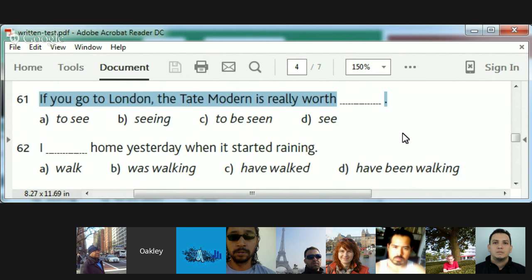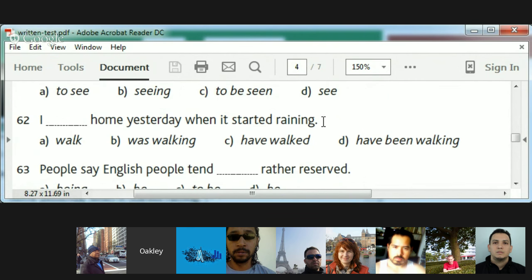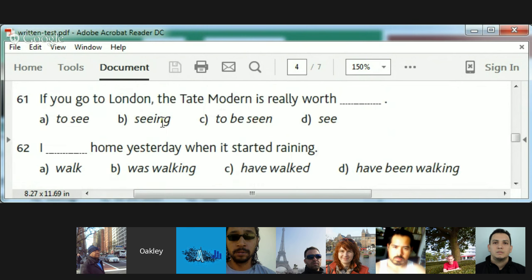If you go to London, the Tate Modern is really worth seeing. Really worth seeing. Okay, is worth seeing. Yeah, is seeing. What is the Tate Modern? I don't even know what that is. Does anybody know? I don't know. Nobody knows? Nobody knows. Okay. No idea. But anyway, you are correct. Worth seeing. Something is worth seeing.